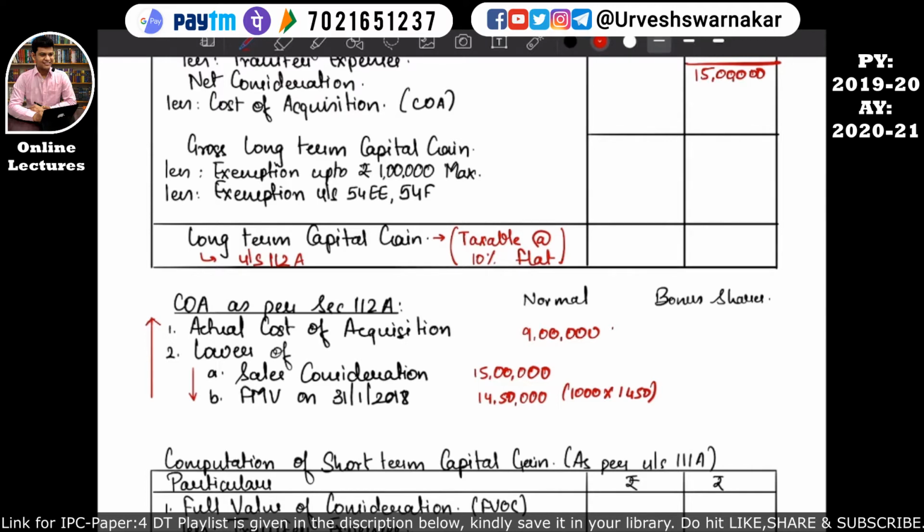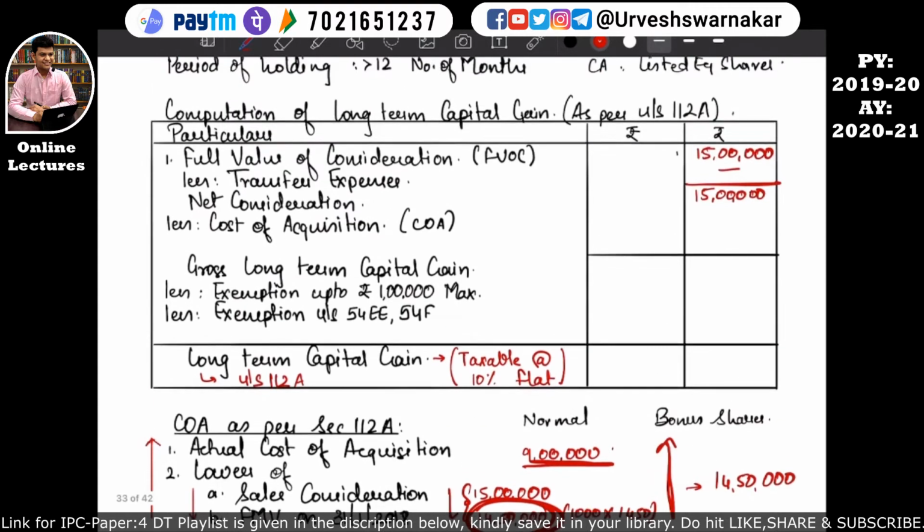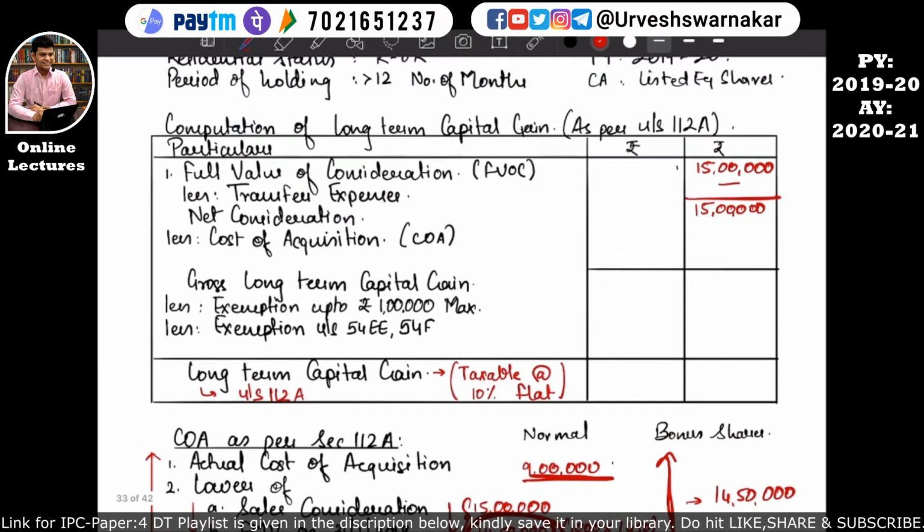Out of these two we have to compare whichever is lower. Whichever is lower is 14,50,000. And this 14,50,000 we have to compare with the actual cost of acquisition. Whichever is higher of these two is 14,50,000. So the cost of acquisition will become 14,50,000. So we'll write over here 14,50,000 only. And our gross long-term capital gain will be equal to 50,000. I hope this is quite clear.